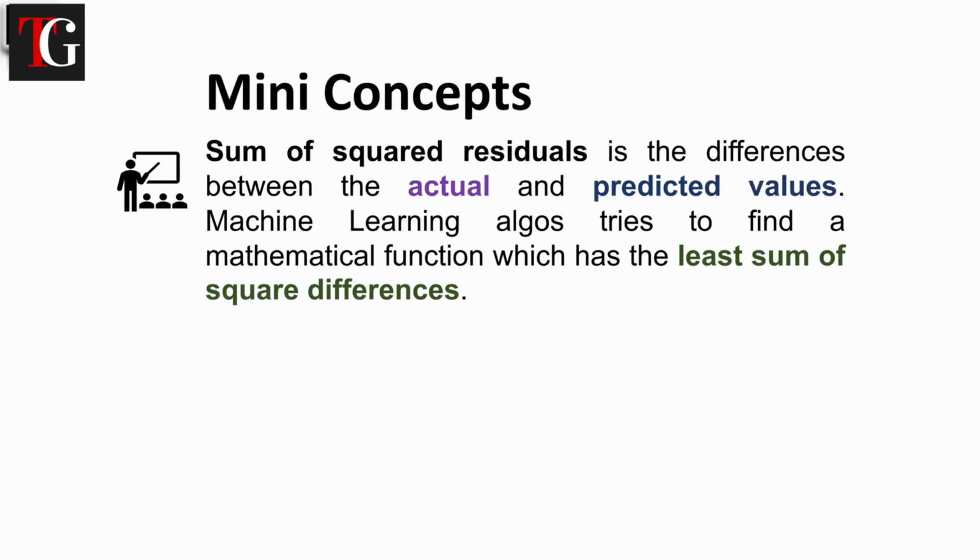Mini concept number 1. Sum of square residuals is the difference between the actual and the predicted values. Machine learning methods try to find a mathematical function which has the least sum of square differences.